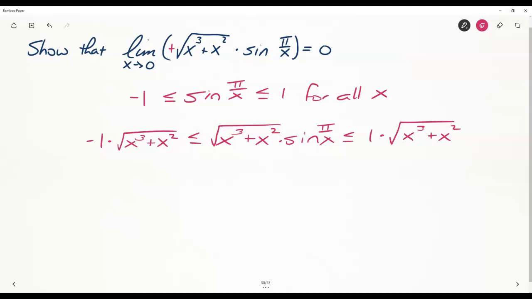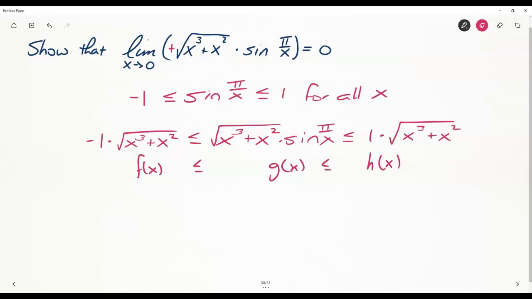So because I'm multiplying by a positive number, the inequality stays the same. Now, ignore the middle for a second. Look at this smaller function right here. So this is f of x now. The middle function is g of x. This other function is h of x. So look at f of x on the left-hand side. If I were to take the limit as x goes to 0, could I use direct substitution there now?